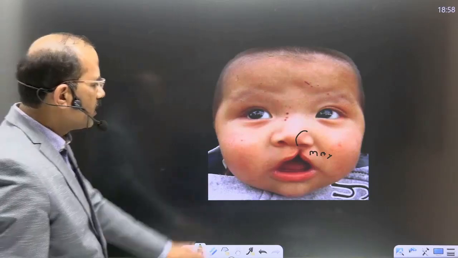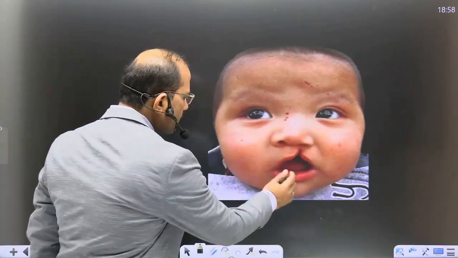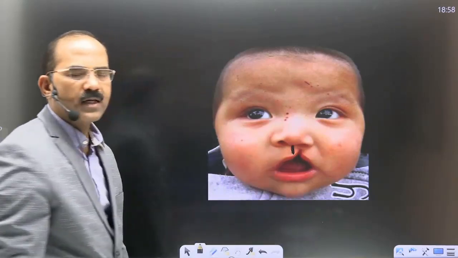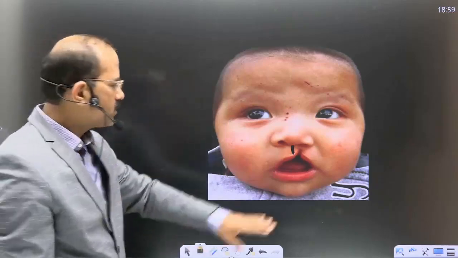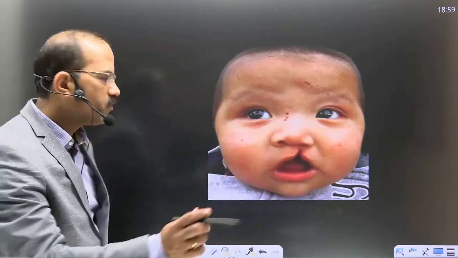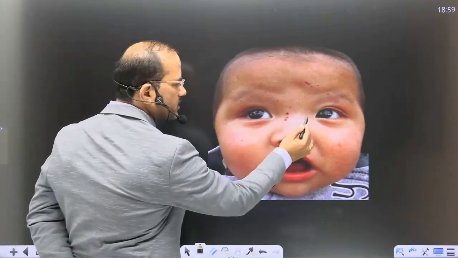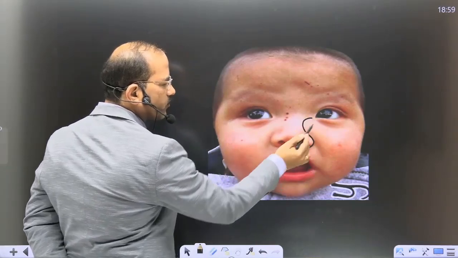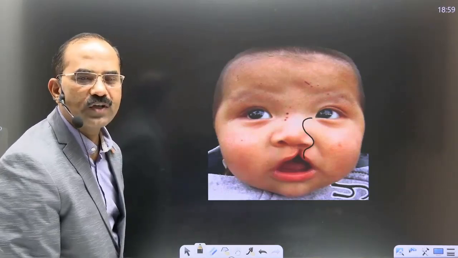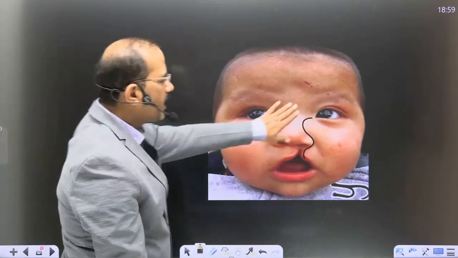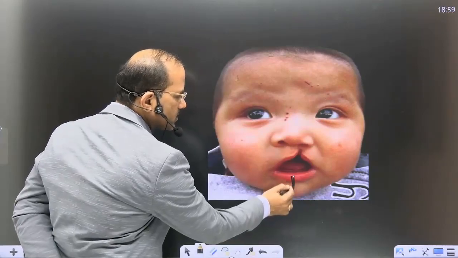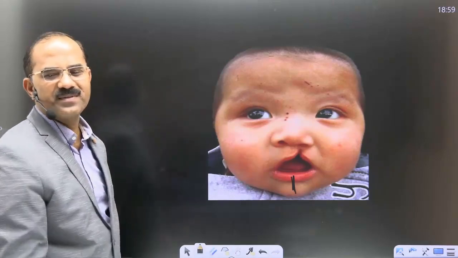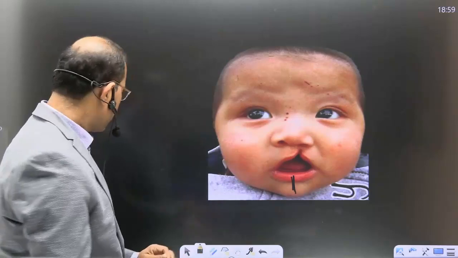Clear? If the cleft is right in the midline here, it would be a midline upper lip cleft, non-fusion of two medial nasal processes. This is a hair lip, non-fusion of maxillary process with medial nasal process. And if the maxillary process does not fuse with the lateral nasal process, we'll get a cleft like this. That's an oblique facial cleft, right? And if there's a cleft here, this is a midline lower lip cleft, non-fusion of two mandibular processes.